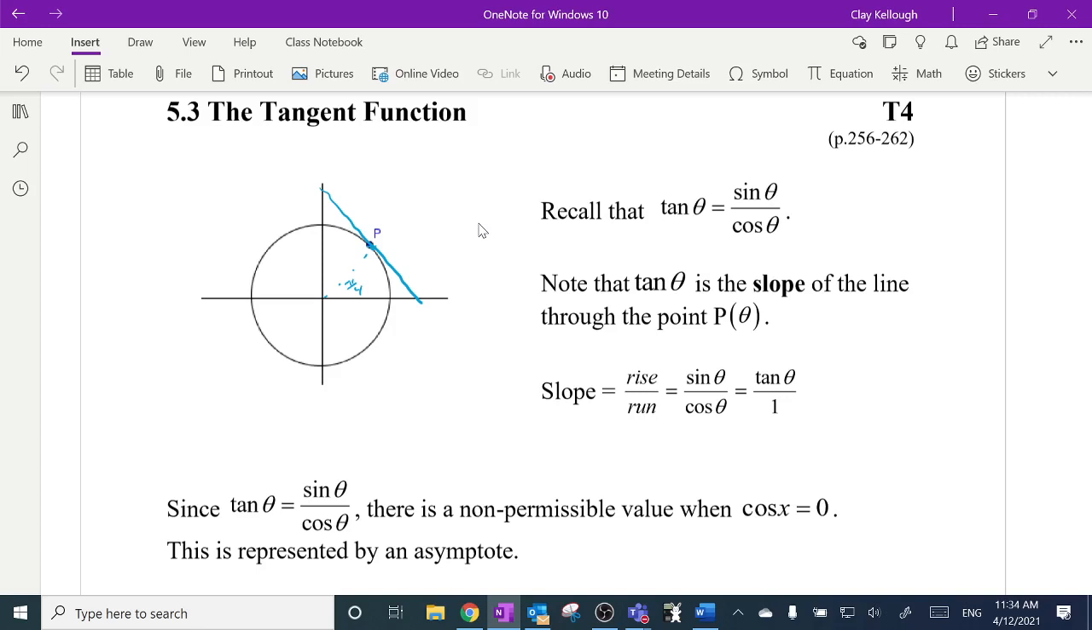How much does it rise? How much does it run? What's the slope of that tangent? The slope of that would be the negative reciprocal of the slope of this. So this slope to me looks like it's about -1, which means the slope of this is +1. Right? So that's why the tangent of pi by 4 is +1, because that's the slope of this radius line.